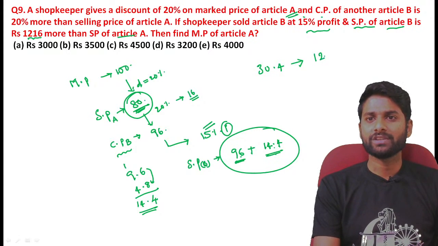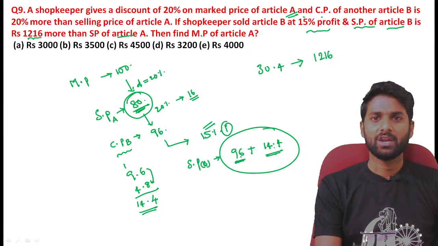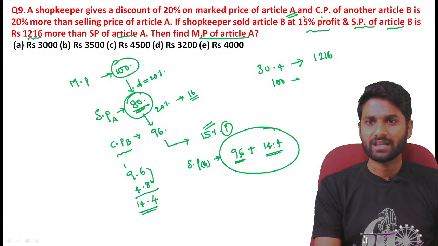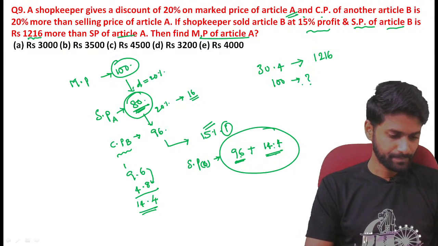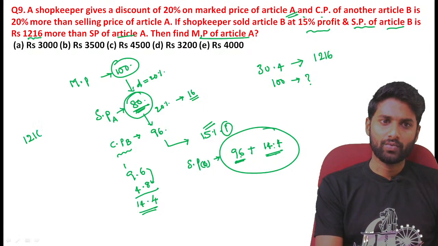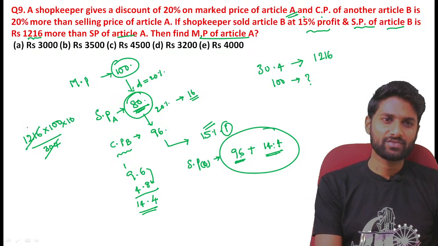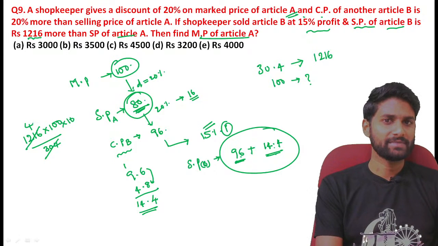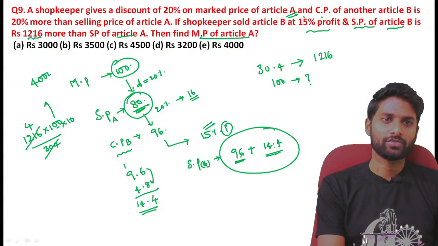So 30.4 is equal to 1216. Now what is the market price of the article? The assumption we already made is that the market price is equal to 100 units. Now cross multiply them, you can get the answer. 1216 into 100 divided by 30.4 means 304, you can take it as 10 in the above case. So 304 becomes 1216, which means they are exactly multiplied 4 times, guys.